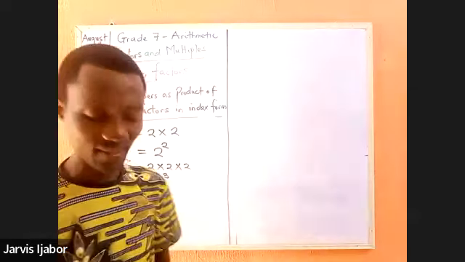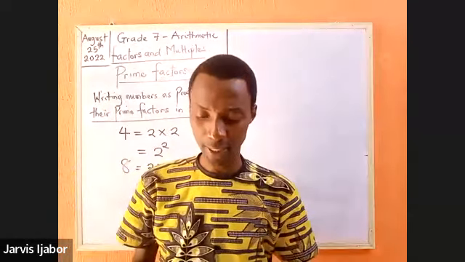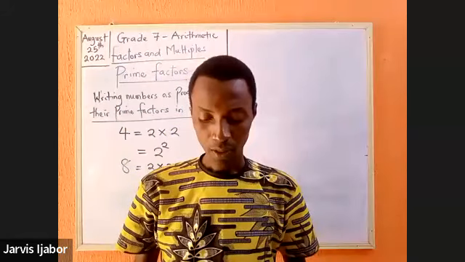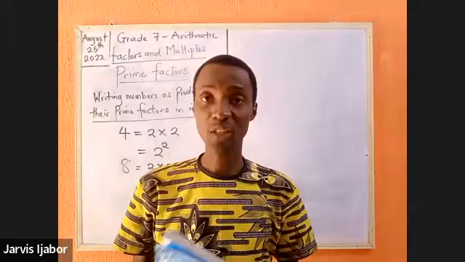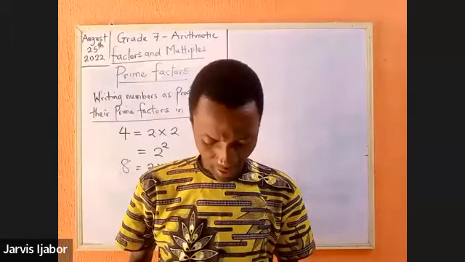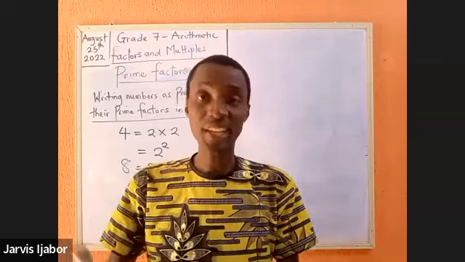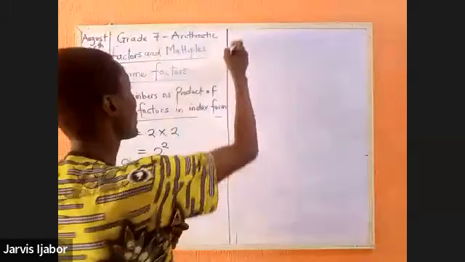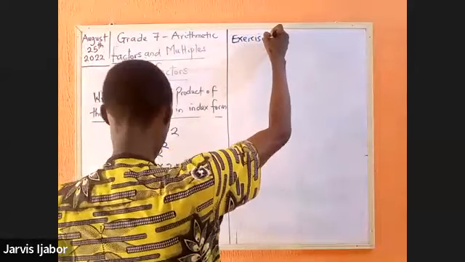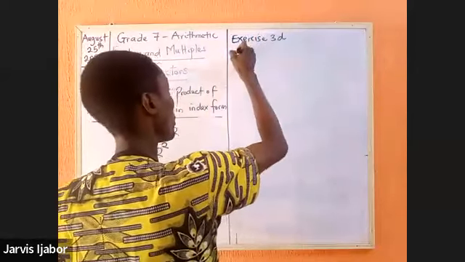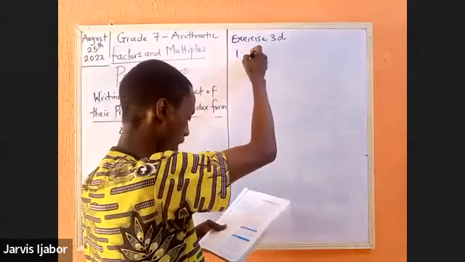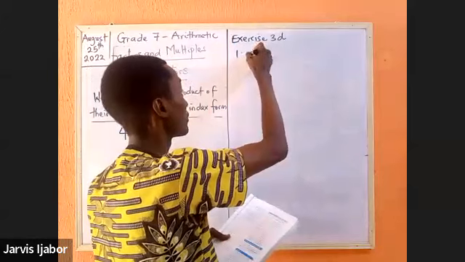All right, so we will take exercise, we go to exercise 3D now. Exercise 3D, on page 17 of our text, the New General Mathematics, and it says question number 1, write the following in index form. I'll just take a few of them.